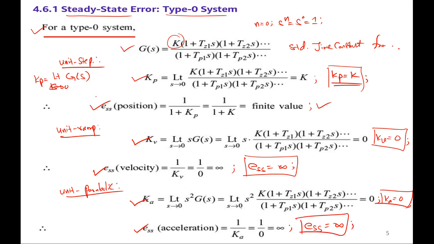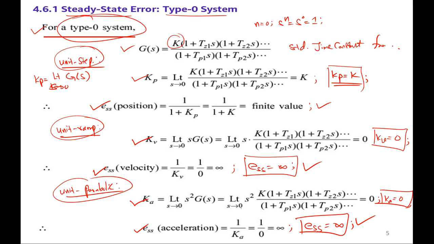So finally I can say that for a type 0 system, the steady state error has a finite value only with respect to unit step input. Whenever I apply the unit ramp or unit parabolic, the steady state error is infinity in both cases. So I should not apply the unit ramp and unit parabolic signals for the type 0 system, because the steady state error will be infinite.